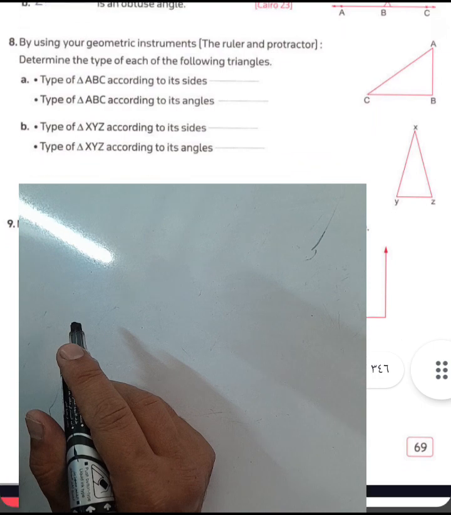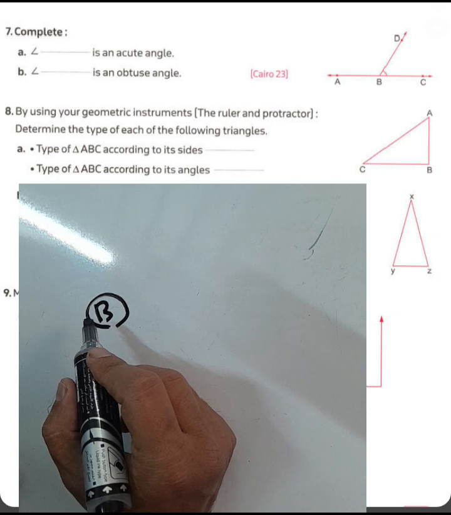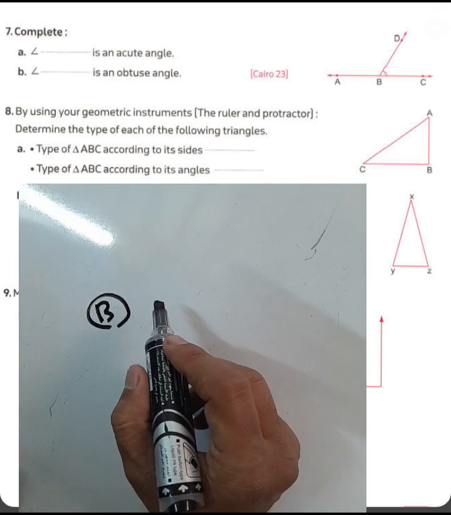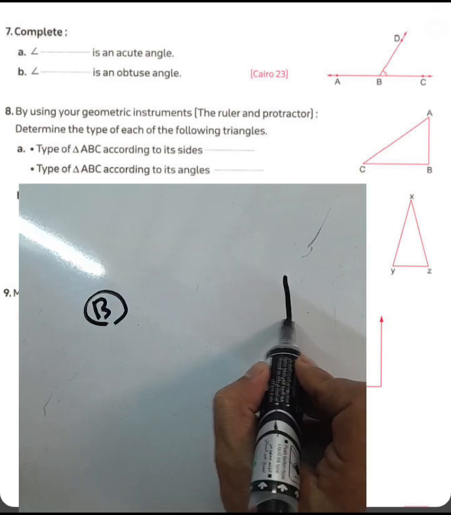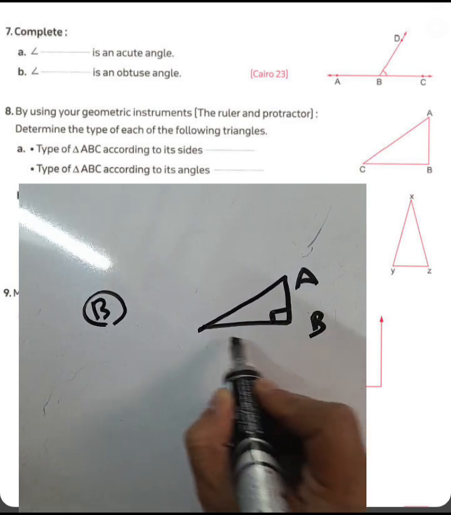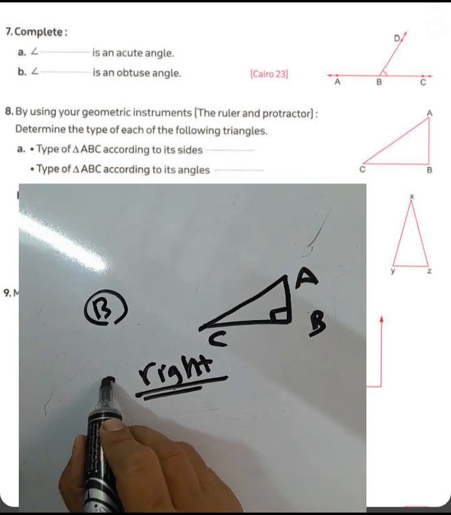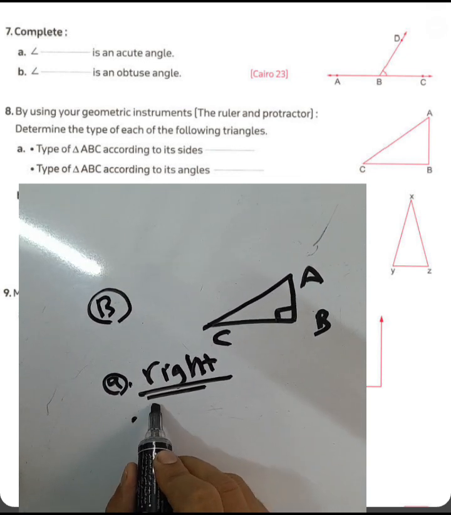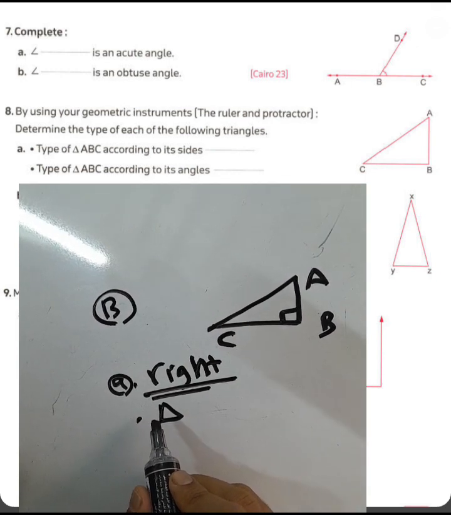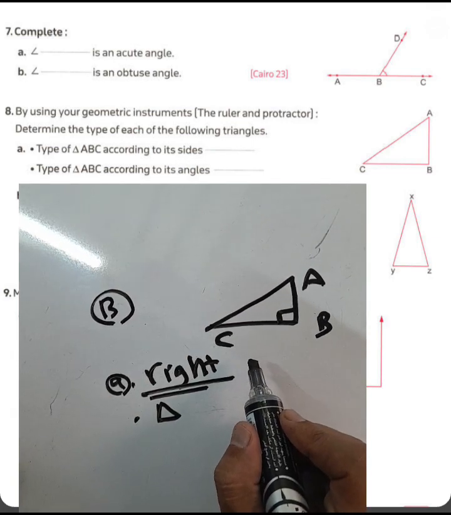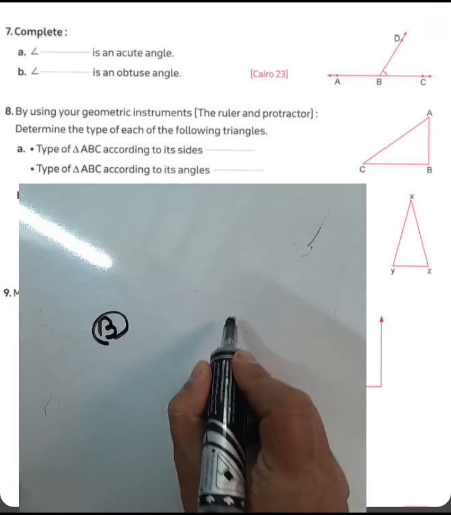Which letter B? By using your geometric instruments, the ruler and protractor, determine the type of each of the following. The type of angle ABC. This angle is right. It's a right angle ABC. Okay. And the type of triangle. Sorry, we want to find the type of this triangle according to its sides. Okay. Again, question letter B. We have a right angle triangle.